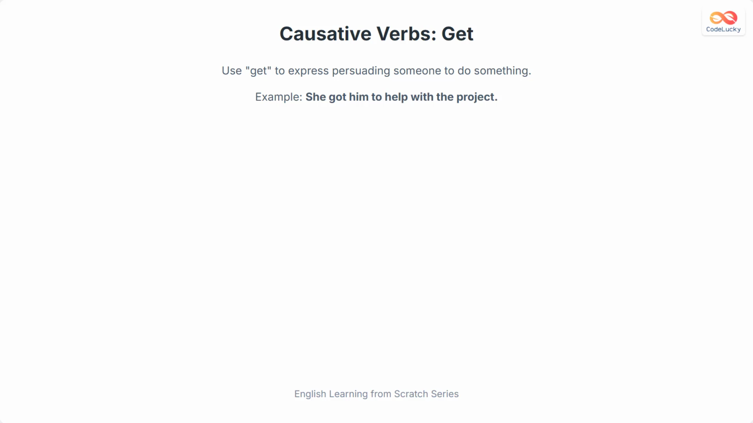Causative verbs show when someone causes another person to do something. The verb get is used when you persuade or convince someone to do an action for you. For example, she got him to help with the project. This means she persuaded him to help.